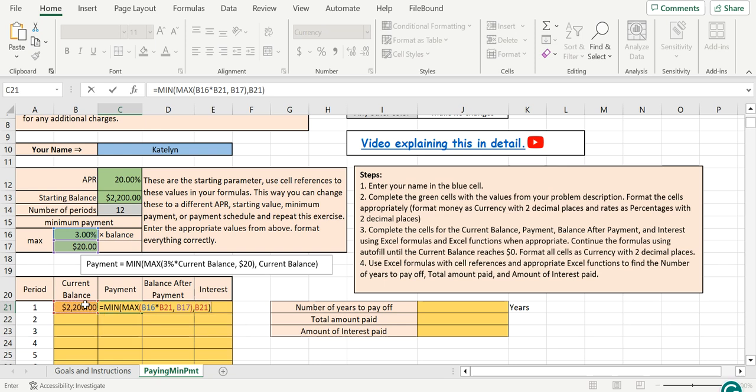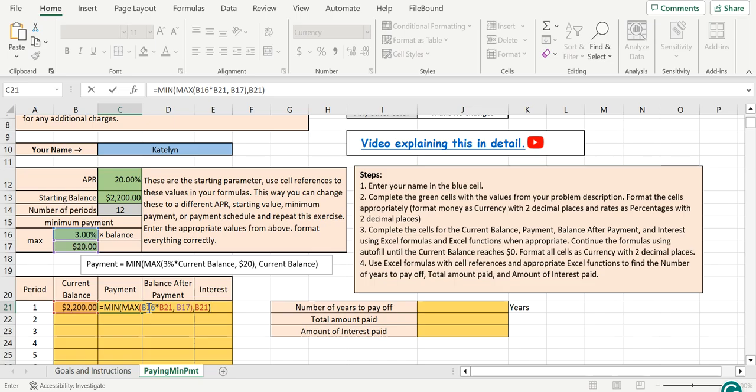Now, when we autofill this, we need to make sure we lock the cell references to the cells that are the green cells. The cells that are not going to change are the 3% and the $20. Those have to stay the same no matter where we are at in this loan, because it's always going to be 3% of the balance, and then it's always going to be that fixed minimum of $20. So we want to go ahead and include cell references to those values.